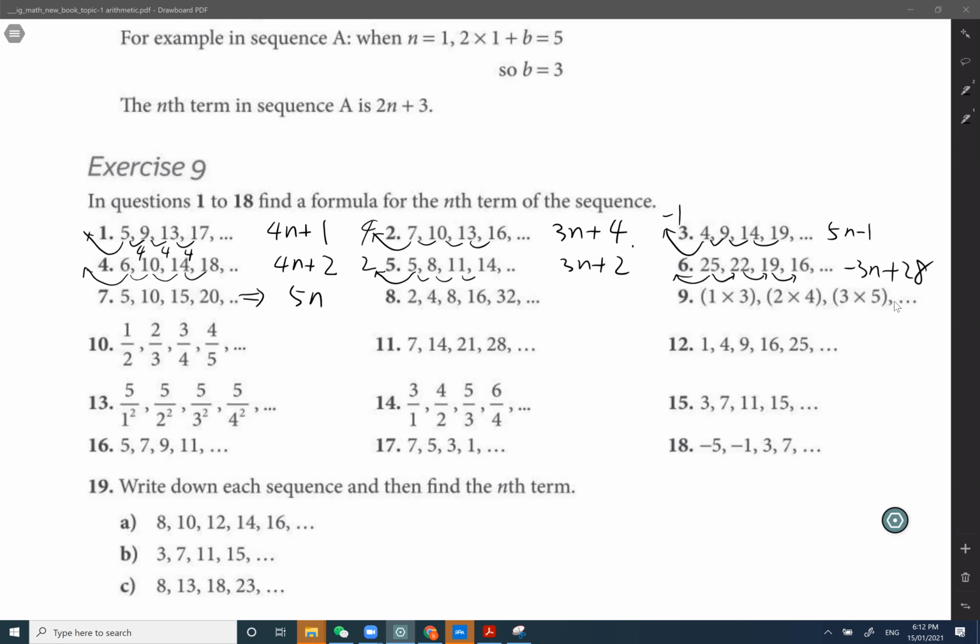Lisa, number 8. Always times by 2. We did it. Yeah, 2 to the power n. Hugh, number 9. This is n times by n plus 2. Very good.